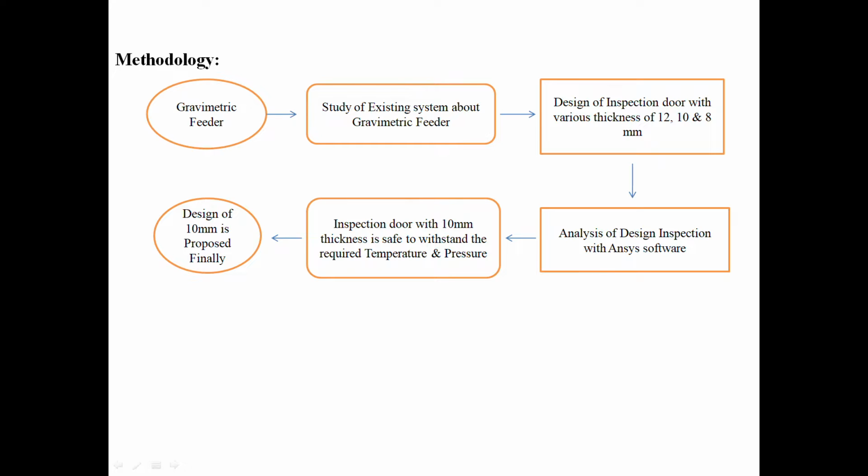Methodology. First of all, we have seen the gravimetric feeder. Then we started studying the gravimetric feeder. While studying, we noted that the inspection door thickness may also be reduced. At last, we analyzed and designed. The inspection door with 10 mm thickness is safe to withstand the required temperature and pressure. The design of 10 mm thickness is final.